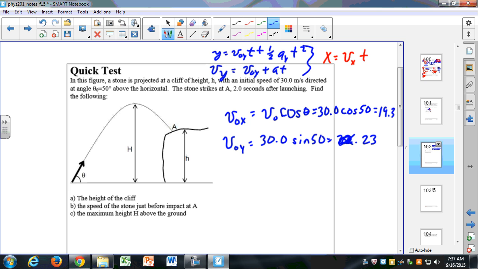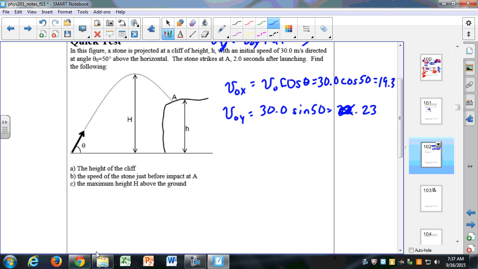And now if I want to find the height of the cliff, I just say I know my y function is V naught y times t plus 1/2 ay t squared. V naught y is 23. What time do I use here at point A? What is the time elapsed? It's going to be 2 seconds. That's in the problem.